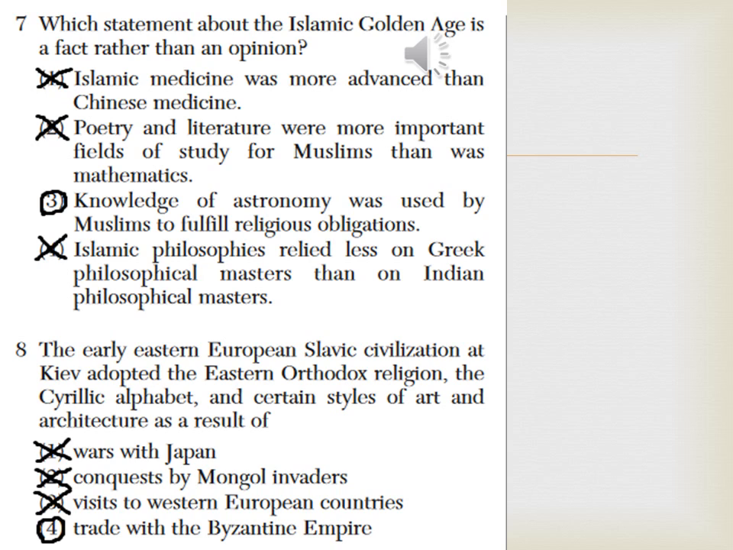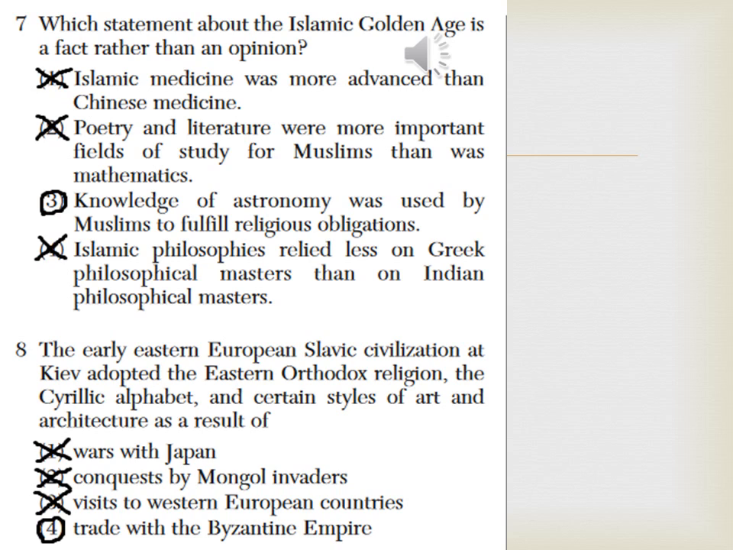But getting back to this question, it's 3. Knowledge of astronomy was used by Muslims to fulfill religious obligations. It's absolutely right. So right away, that's 3, but just to make sure, let's read number 4. Question number 4, it says, Islamic philosophies relied less, once again, less, it's an opinion, on Greek philosophical masters than on Indian philosophical masters. Really easy question. Let's move on to question number 8.